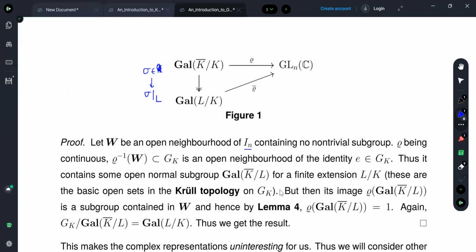But then its image, the Gal(K bar over L), will be a subgroup contained inside W. But by lemma 1, we know that there are no non-trivial subgroups of W, and that's why this subgroup has to be 1. Hence G_K quotiented by Gal(K bar over L) is equal to Gal(L over K), and thus we get the result.